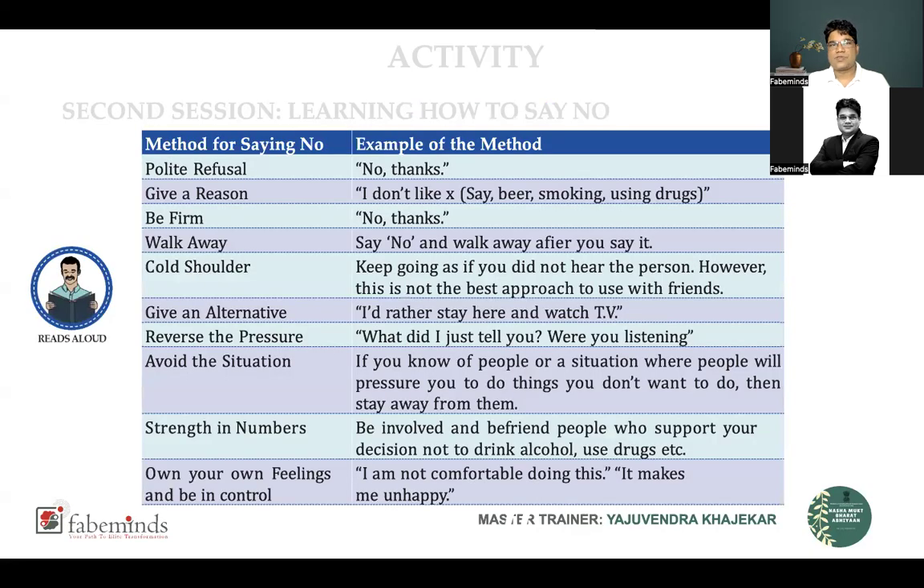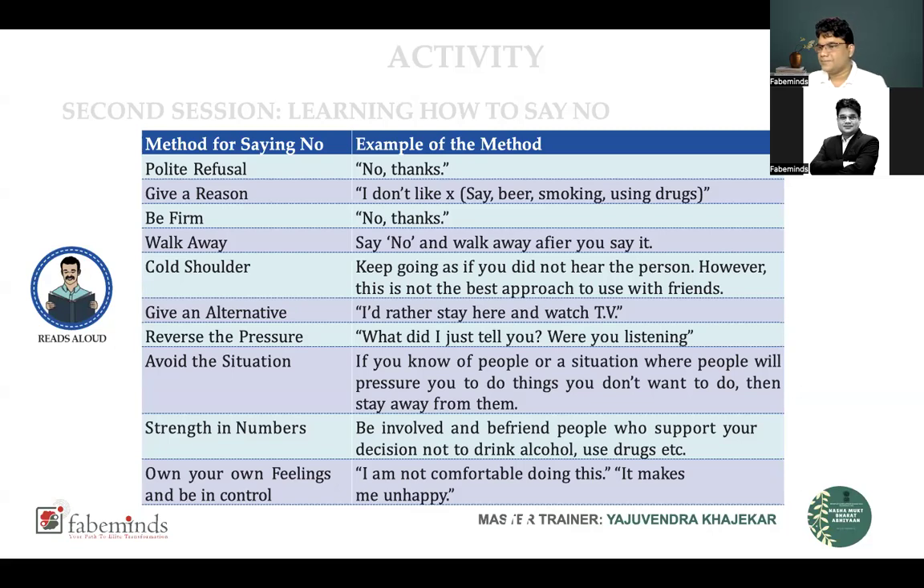Okay. So here are some examples, methods of saying no. Okay. So the polite refusal. No, thanks. Give a reason. I don't like X. Say beer, smoking, using drugs. Okay. So we have learned in drugs particularly, you need to use the word I. Okay. So I hope all of you remember that.